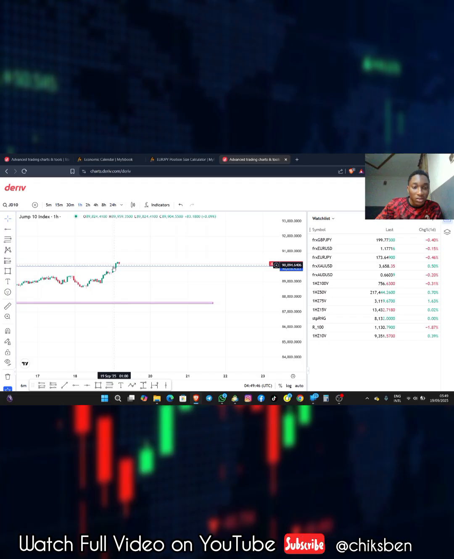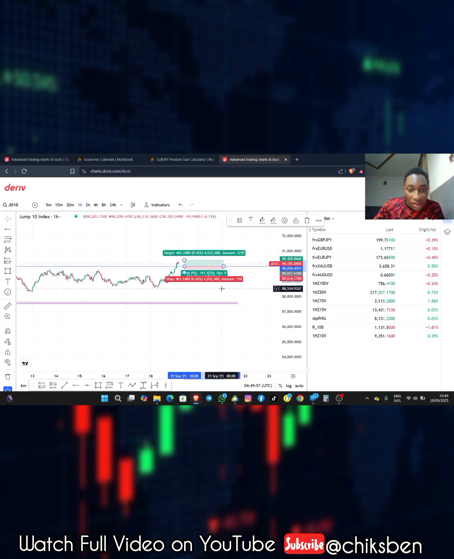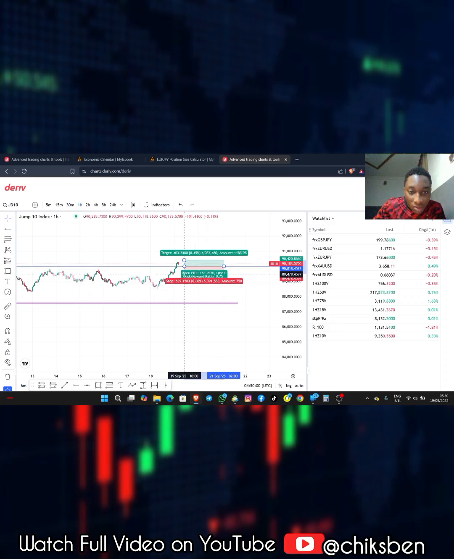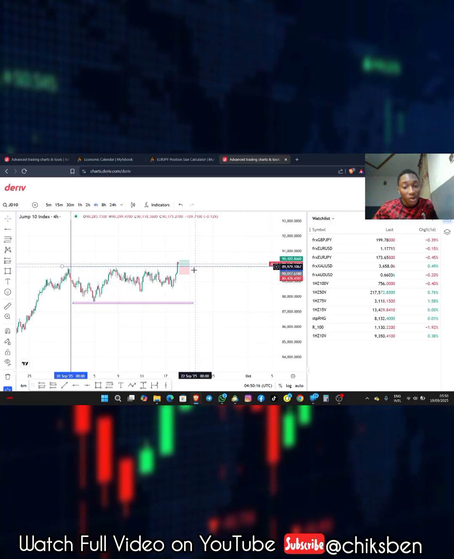Once it touches support, it's a very good entry. So I'm going to be placing my long position on this line, and my stop loss will be here, just in this last pullback. As you can see, this stop loss I put here, you won't be able to see it on the 4 hour time frame. Can you see it? You won't be able to see it on the 4 hour time frame. So that is the advantage of entry on a smaller time frame.